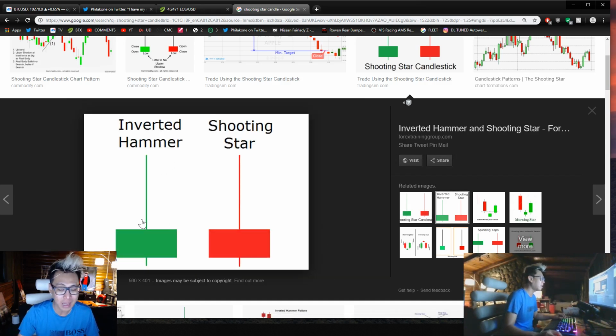It's kind of like an inverted hammer, right? An inverted hammer is found on the bottom of a downtrend, and this will signal pretty much an uptrend that's imminent to start, or the bears have slightly lost control.